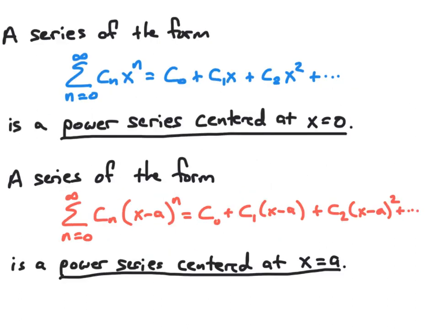To make this notion a bit more precise, we're going to consider the following two definitions. A series of the form sum n equals 0 to infinity of c sub n x raised to the n is going to be called a power series centered at x equal to 0. When written out as the sum of terms, this series will have the form c sub 0 plus c sub 1 x plus c sub 2 x squared, etc. Each of the c's, c sub 0, c sub 1, c sub 2, and so forth, are just representing any real number that we like, and x is our variable for our power series.